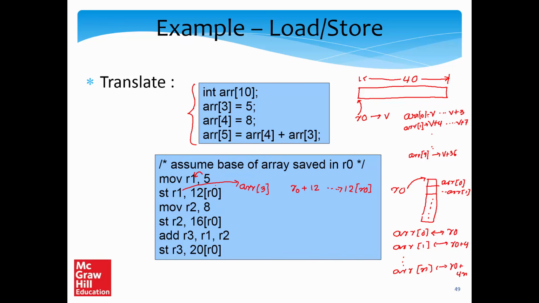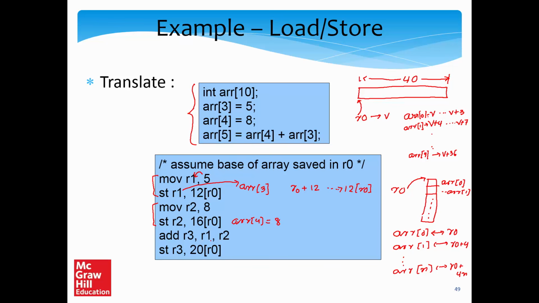So we save the value. We do what we have done here. We do the same for array[4], where we save 8 in R2, and then we store the value of R2 in 16(R0), which is essentially the same as setting array[4] equal to 8.